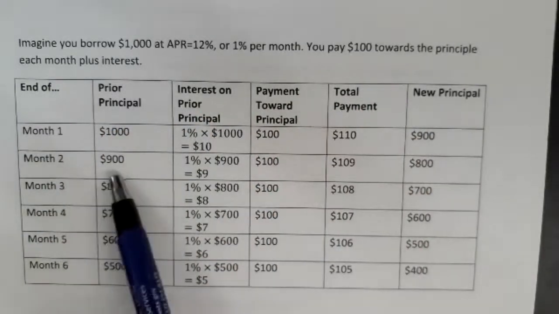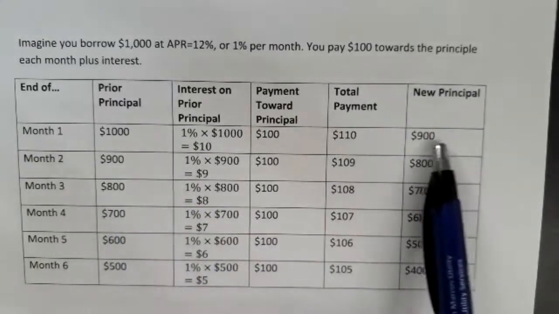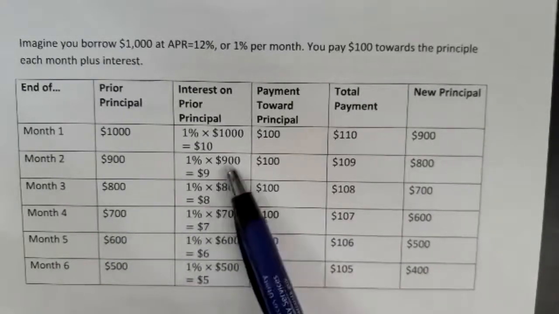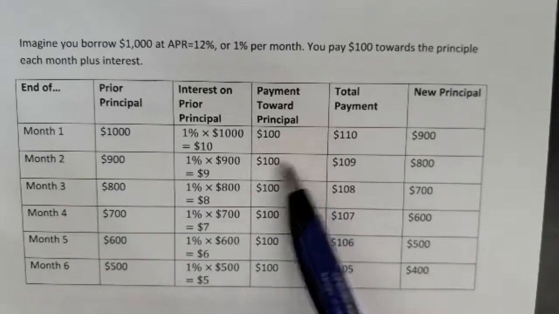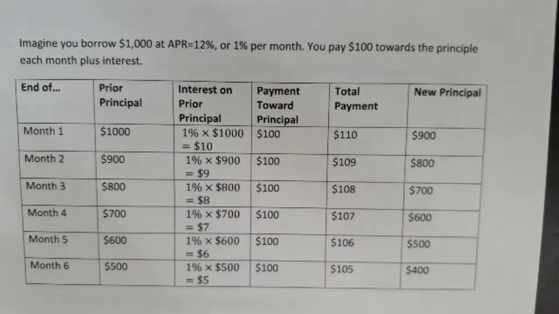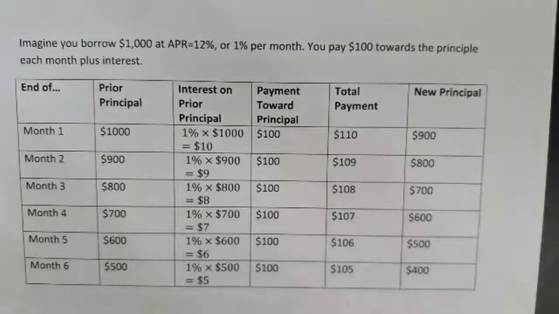Same approach for the next one. We start off with 900. So we're starting off with the principal after we knocked down our old principal. We do 1% of 900. So we're paying $100 plus $9 in interest. So the total payment would be $109. So we knock down our principal $100 each time. You might notice our interest payment each time is going to go down a little bit as we knock more off that principal. So as you go further in your loan, your interest will be a little bit less.